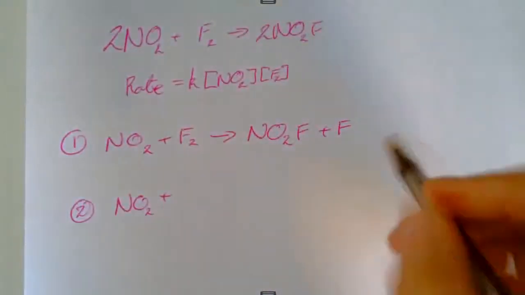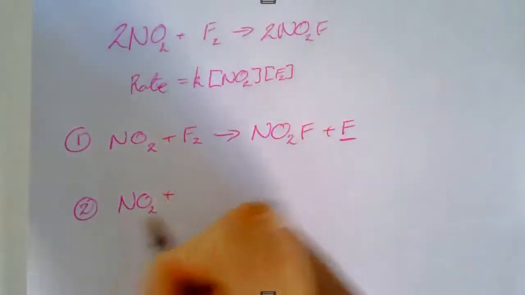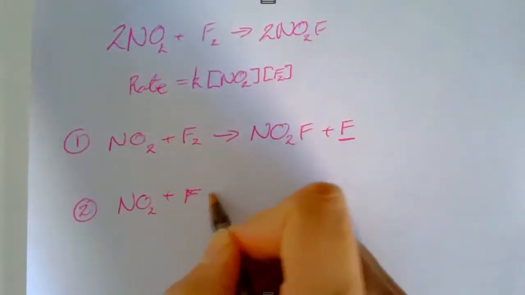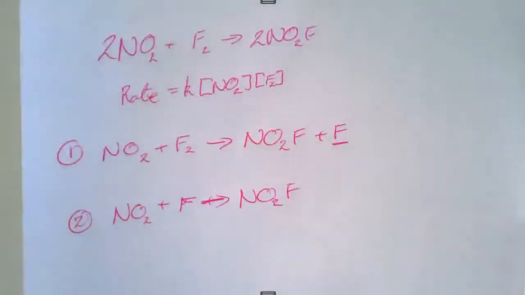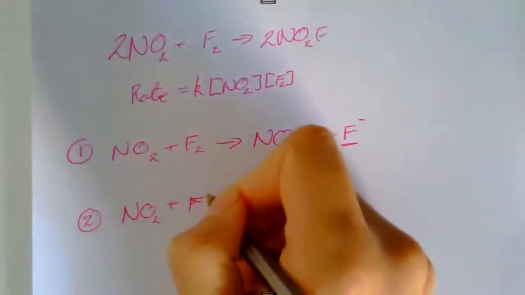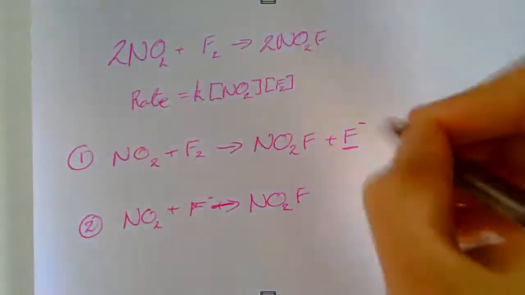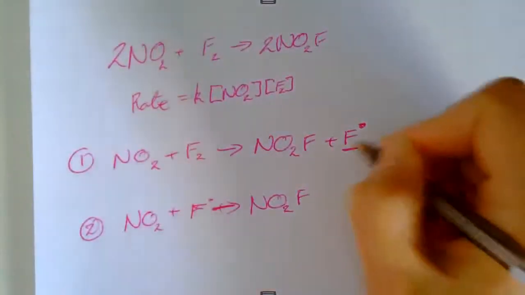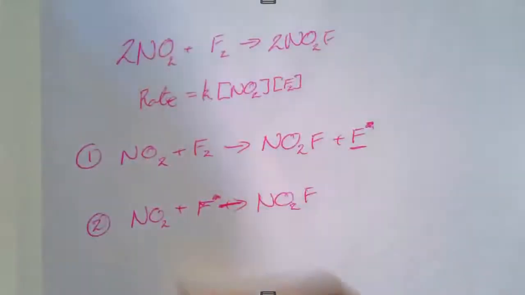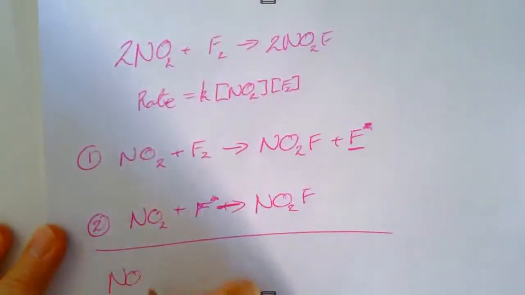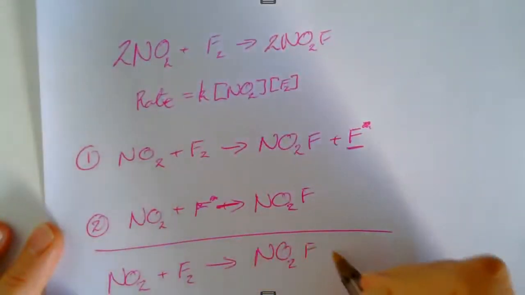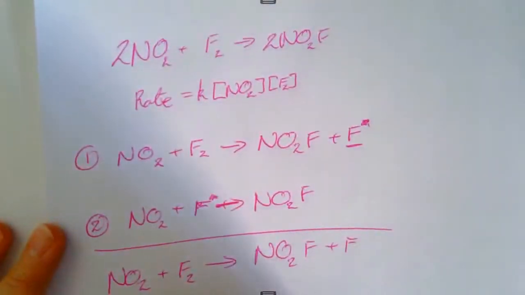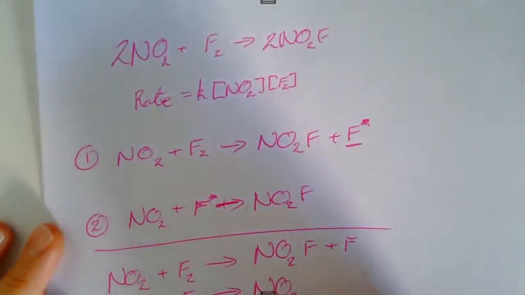That would be reasonable. This would then be our intermediate, and we're going to do NO2F, reactionary. So that gives us NO2F. That would be reasonable. Probably going to have a negative charge on those. Or we could do radical, in fact. Who cares? That would be reasonable, because if we add those up, we have NO2 plus F2 going to NO2F plus F, NO2 plus F goes to NO2F.